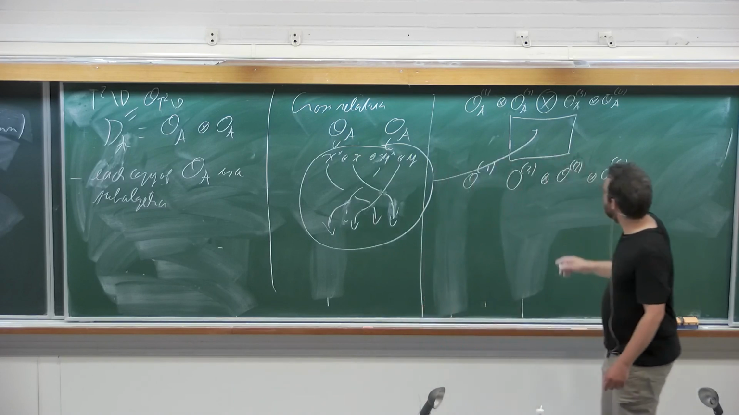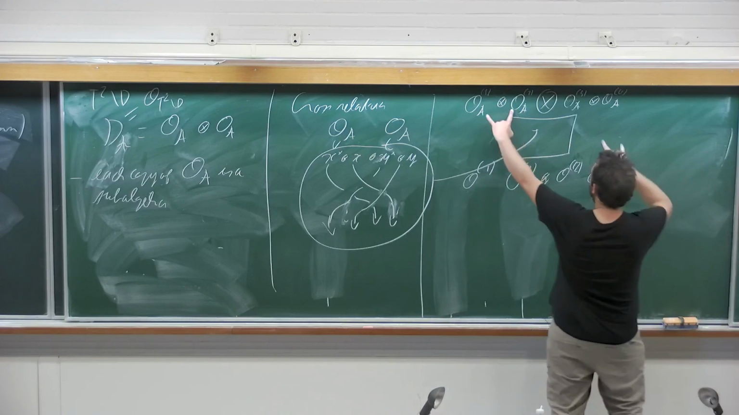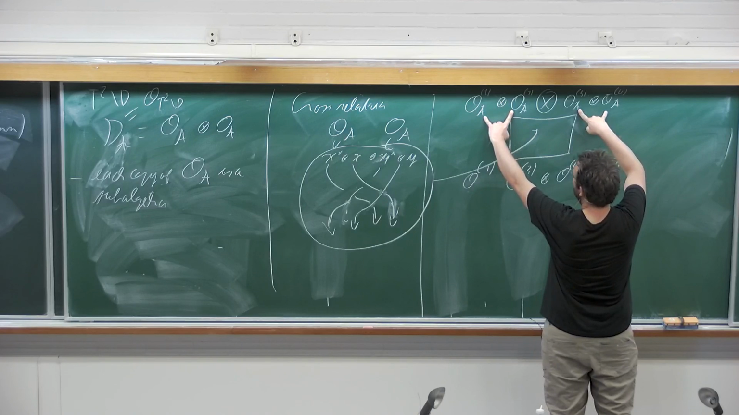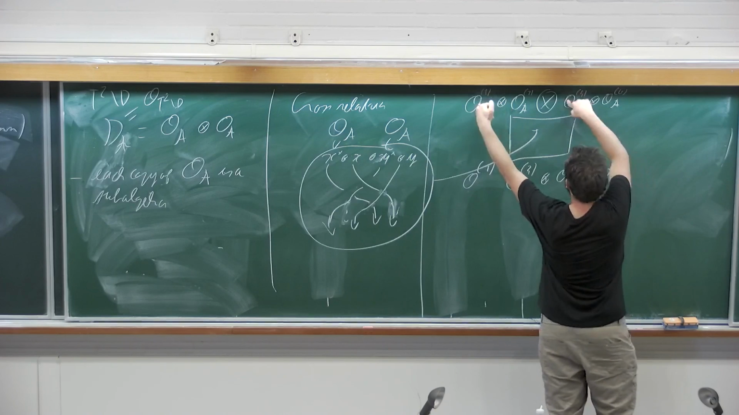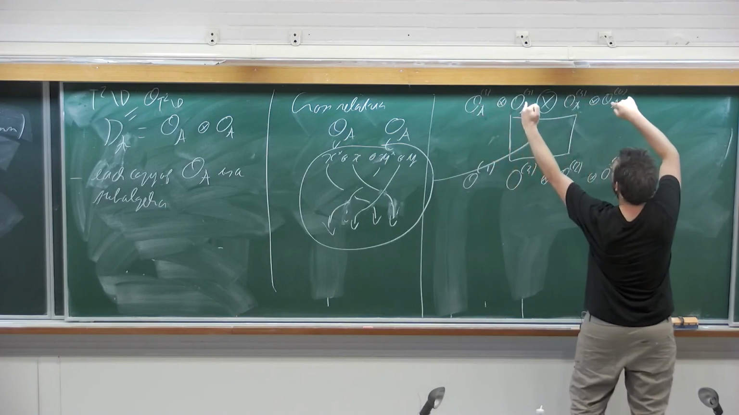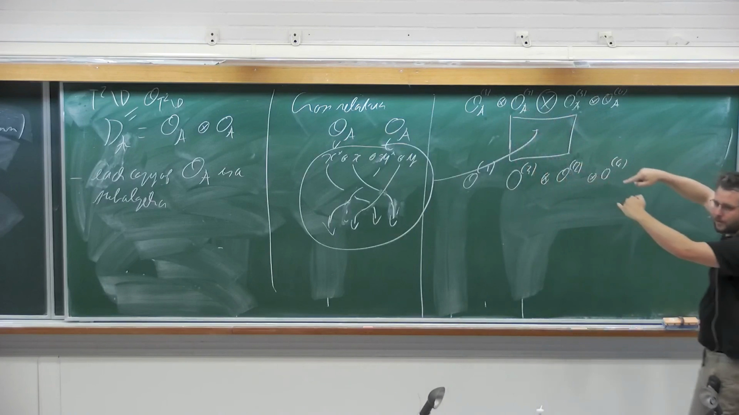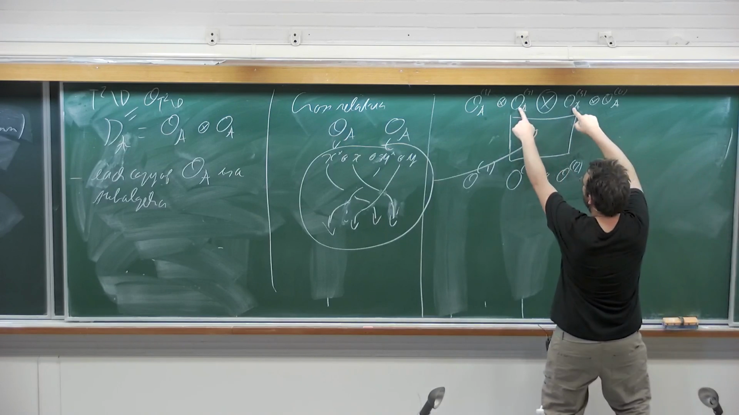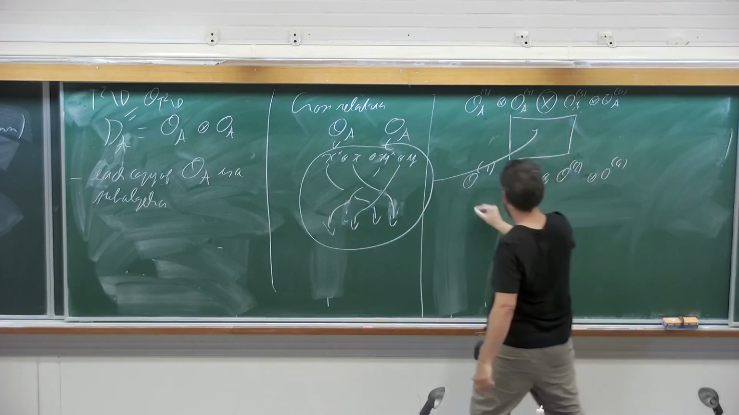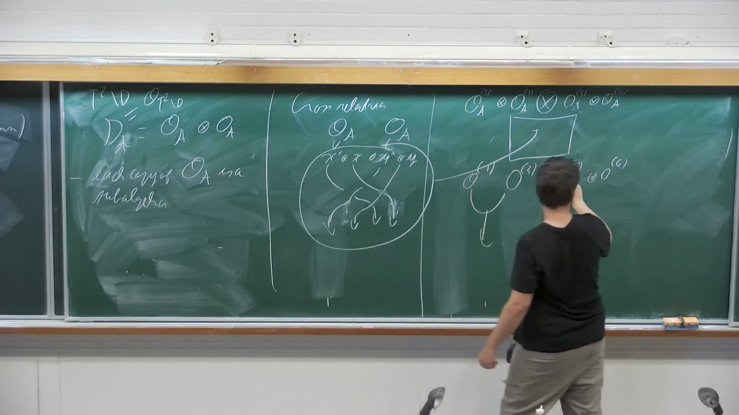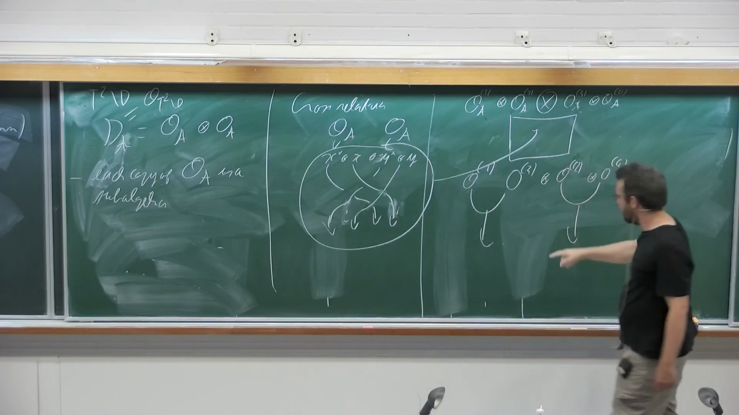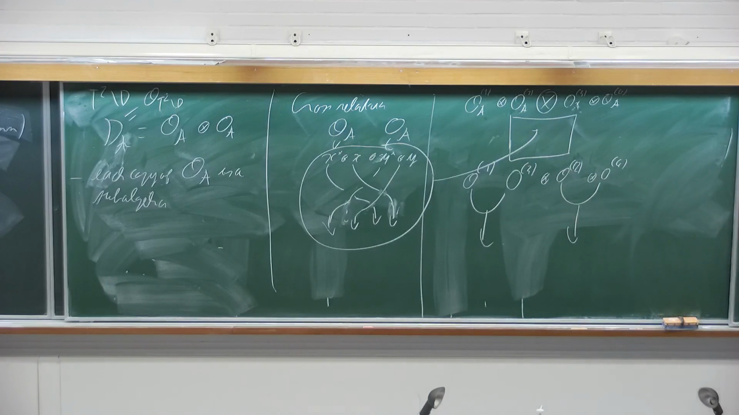Okay. So I want to multiply this on this. I know how to multiply this guy on this guy. I know how to multiply this guy on this guy. But the only problem is that they are not in front of each other. So I first want to switch those factors, and then I want to multiply here. And the multiplication is given by the diagram I gave you before, but I don't want to draw it again.